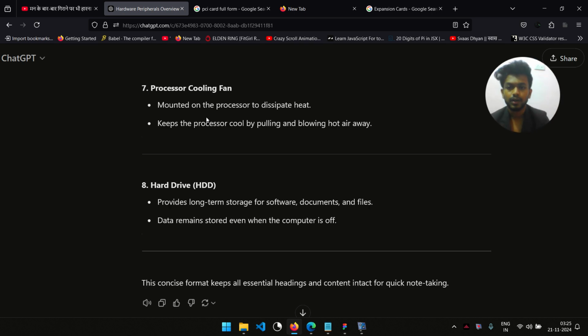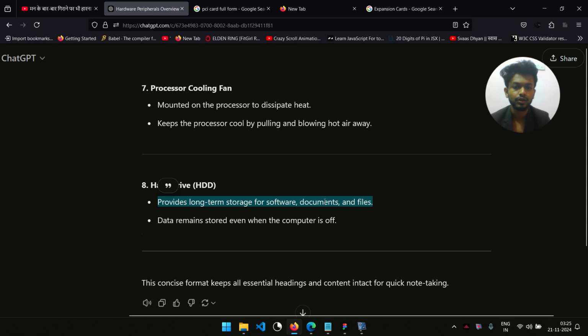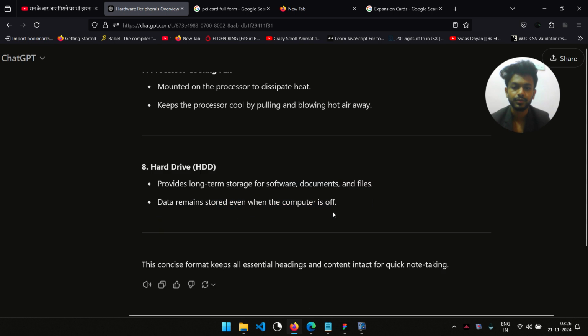Anyway, hard drive is long-term storage. Data remains stored in the computer. That's it.